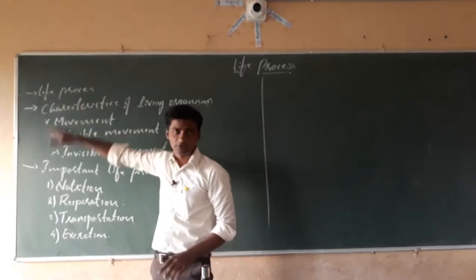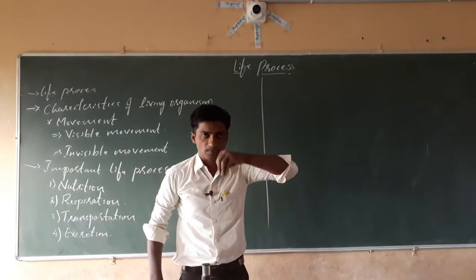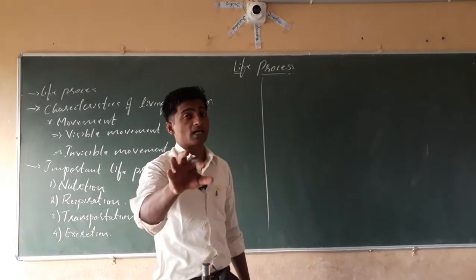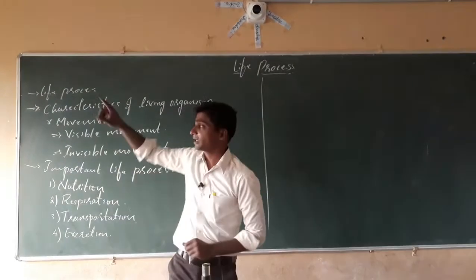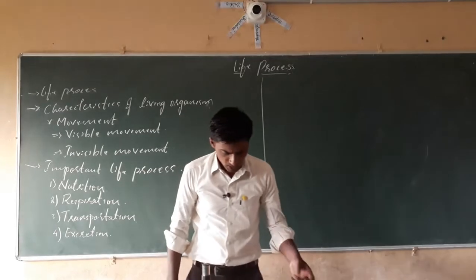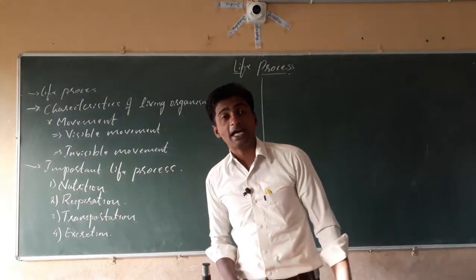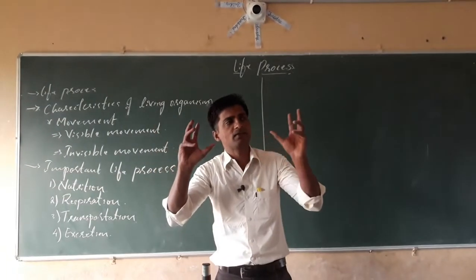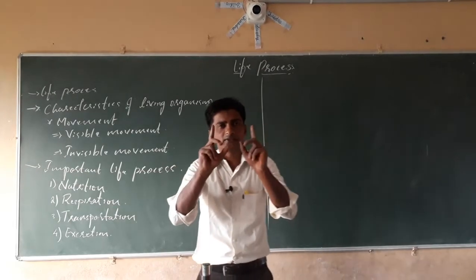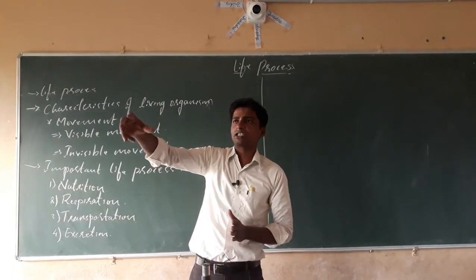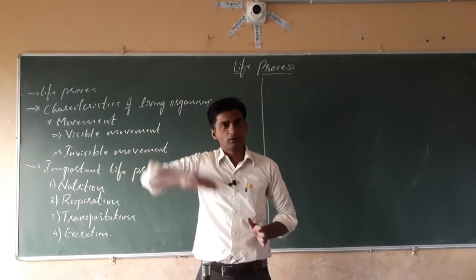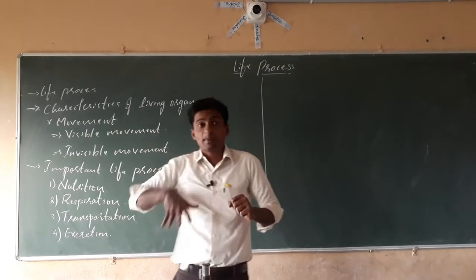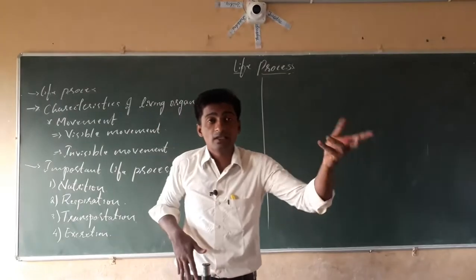The definition of life process is: the processes taking place in the body which enable the living organism to survive. Dear students, you might have studied in earlier classes about the characteristics of living organisms. When we compare living organisms and non-living things, we see different characteristics. Living organisms take food for survival; non-living things do not take food. Living organisms respire; non-living things do not respire.